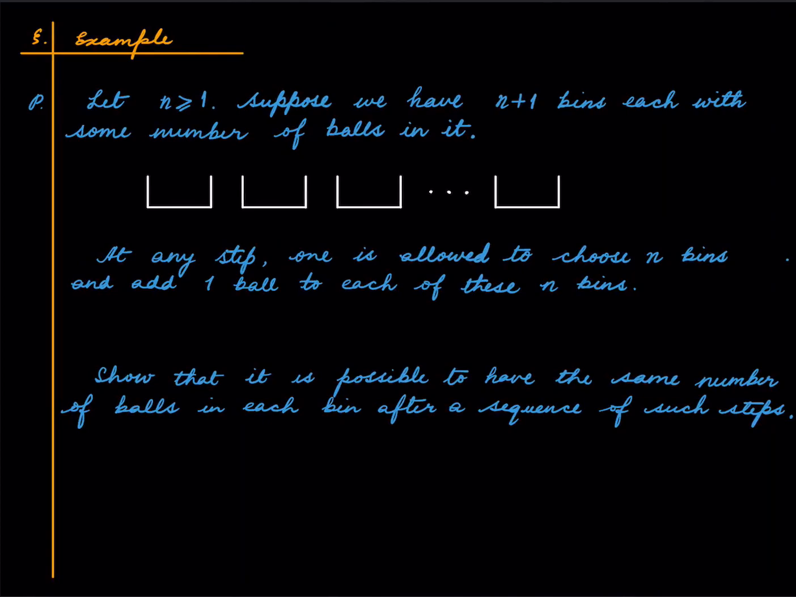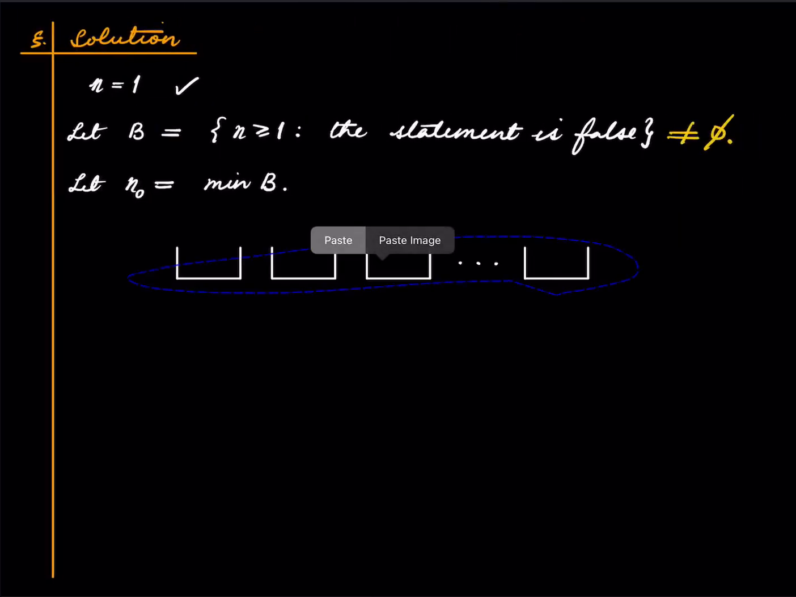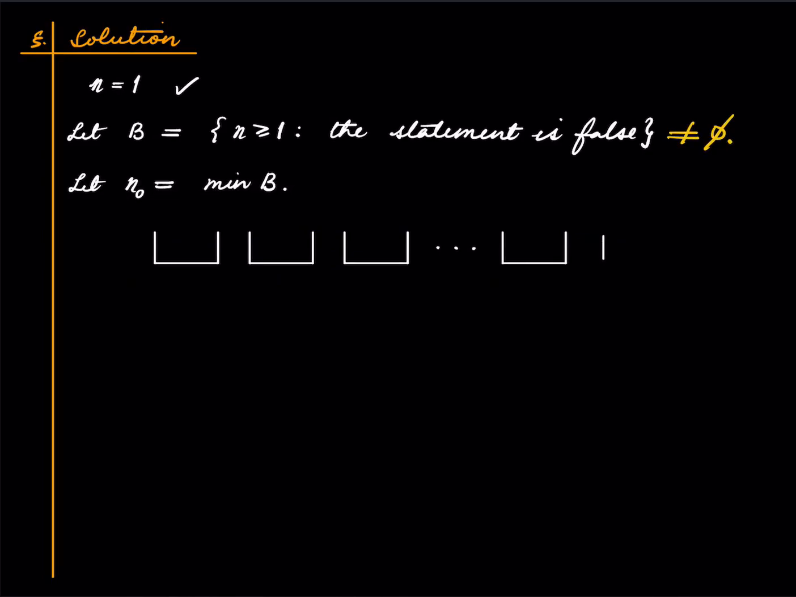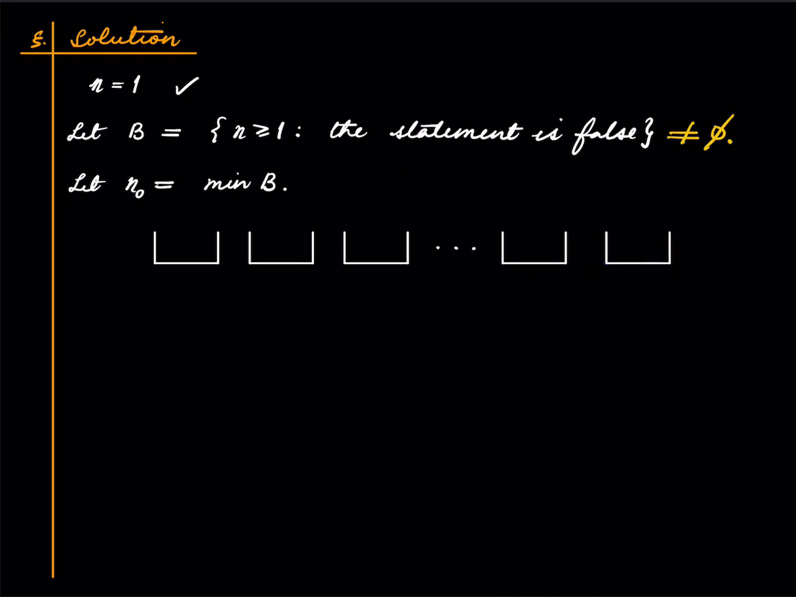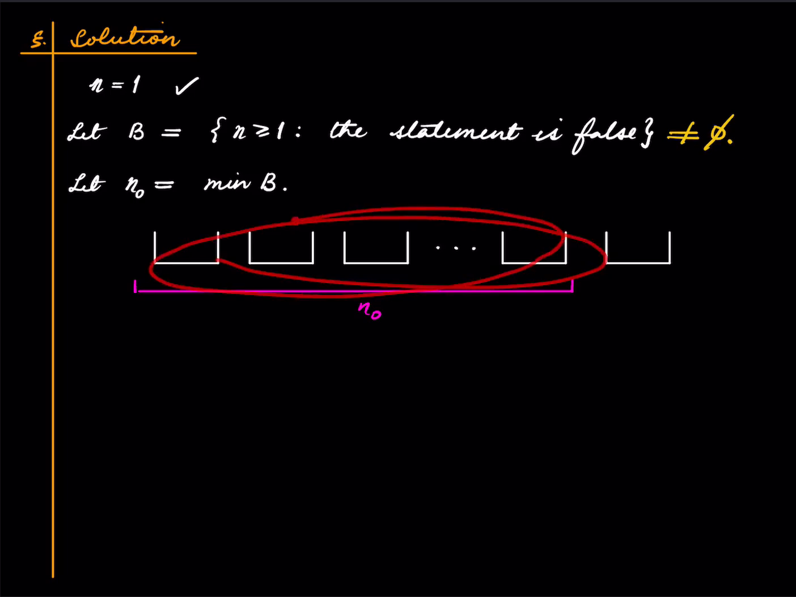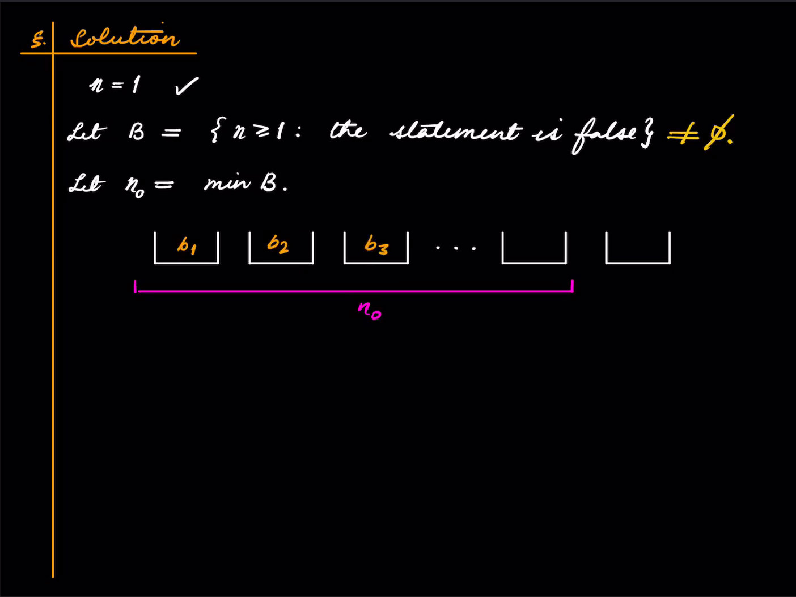Let me copy this. So we have n naught plus 1 bins. So these are a total of n naught plus 1 bins, and let's say these are the first n naught bins. This is the last bin. So a total of n naught bins here, and then one more bin. So n naught plus 1 bins. And there is some number of balls here, some here, some here. Let me also give that a name. Maybe b1 balls here, b2 here, and so on. And of course, this configuration is chosen such that there is no way to equate the number of balls in each of the bins using that move, and we want to somehow create a contradiction.